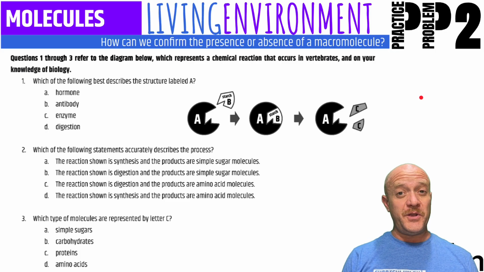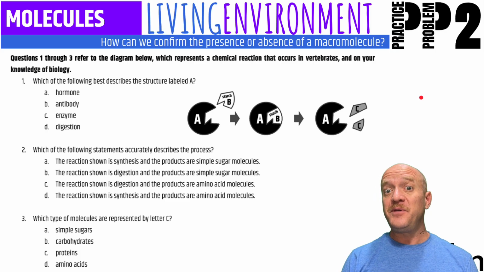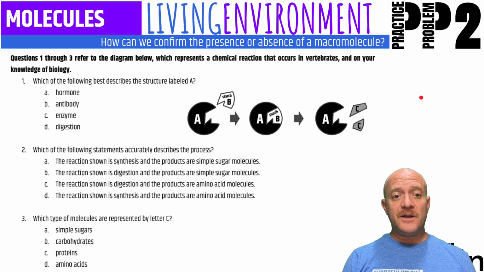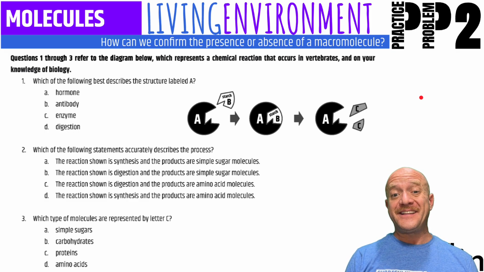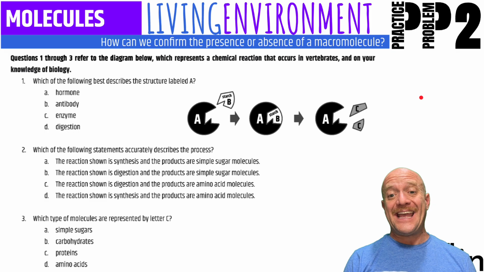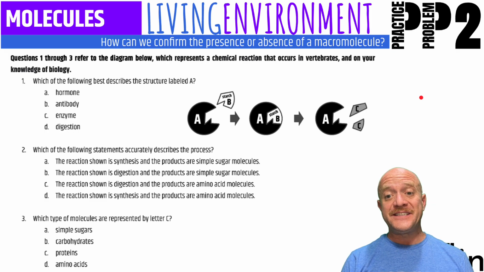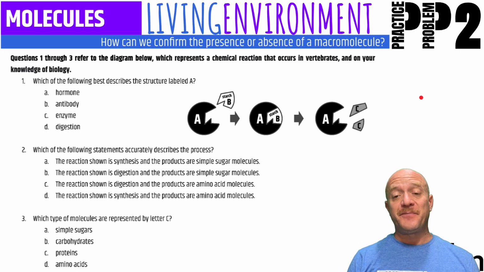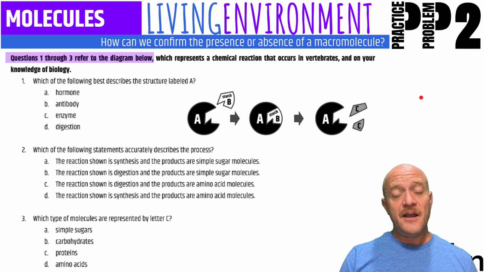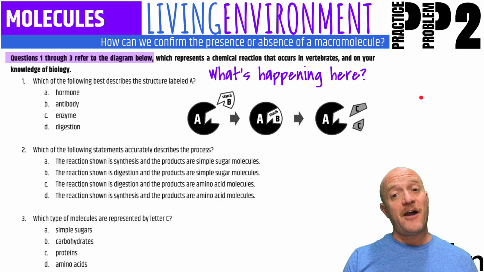Hey, this video will show you how you can annotate molecules PP2. Questions 1 through 3 refer to the diagram below, which represents a chemical reaction that occurs in vertebrates, and on your knowledge of biology. So this is a stimulus question, so what we need to do is figure out what is happening here in this diagram.